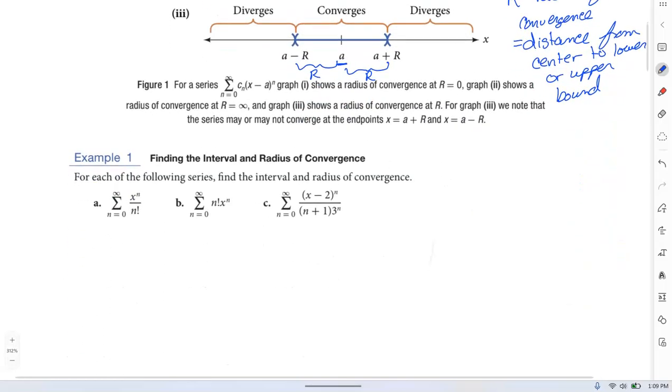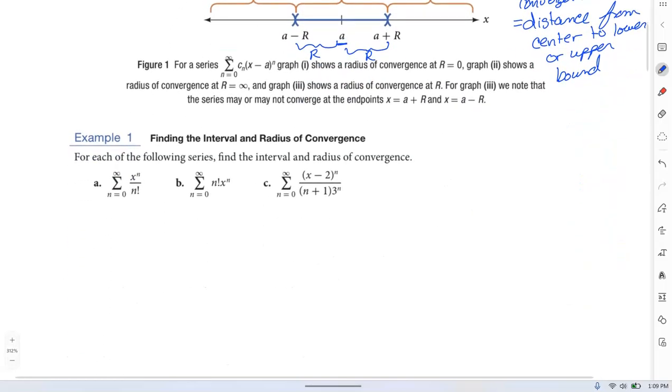So let's look at a few examples where we want to find the interval of convergence. So the first one, we're looking at the sum from n equals 0 to infinity of x to the n over n factorial. We're going to use that ratio test. So we're going to take the limit as n goes to infinity of a sub n plus 1 over a sub n.